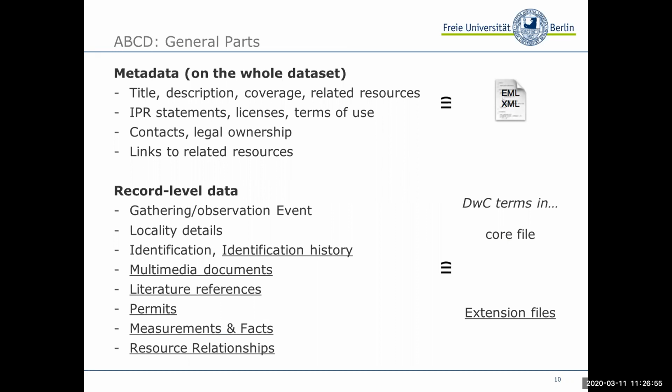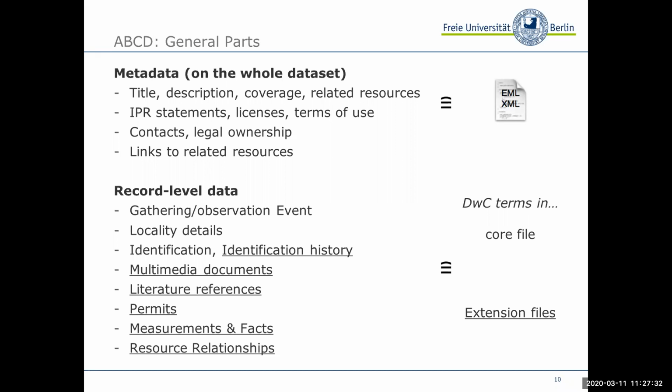One big difference between ABCD and DarwinCore Archives is that in DarwinCore, you usually have several documents making up the archive. So you have one XML document, ecological markup language, that stores the metadata. And then you have one or several text files, CSV files that hold the actual specimen data.